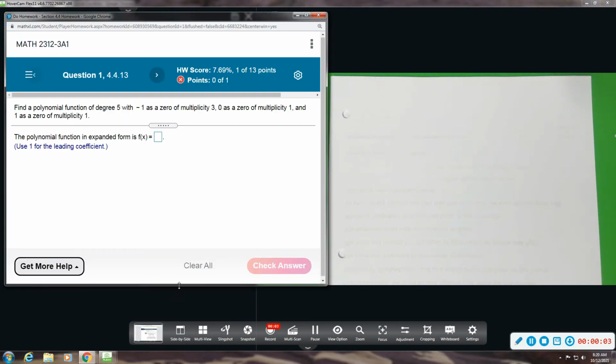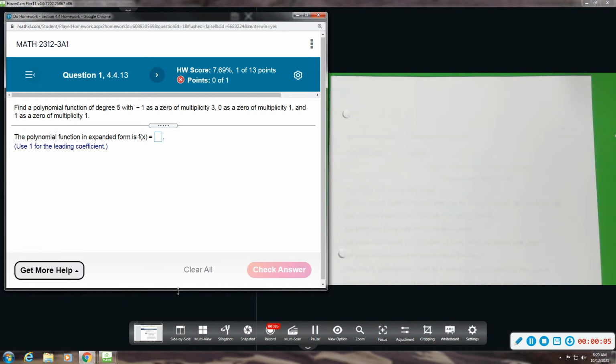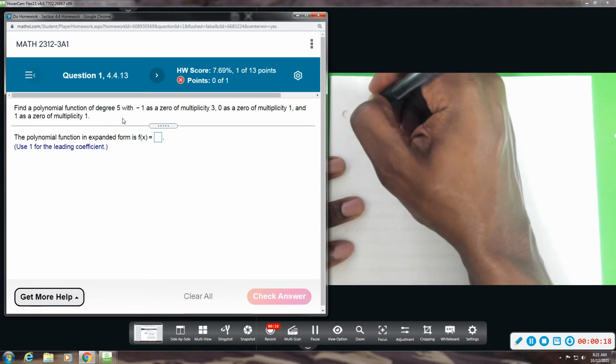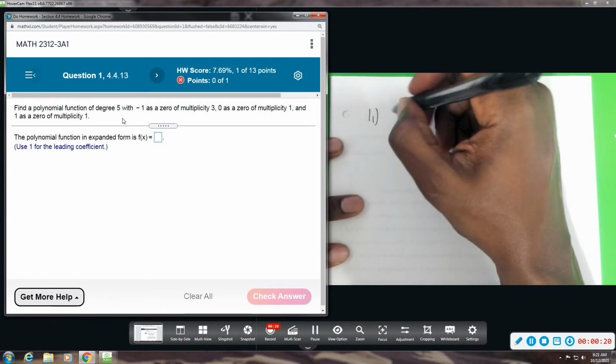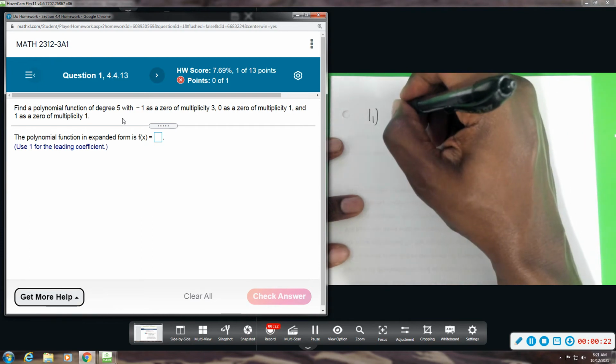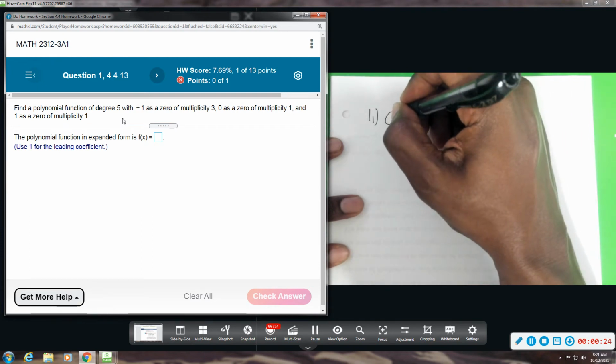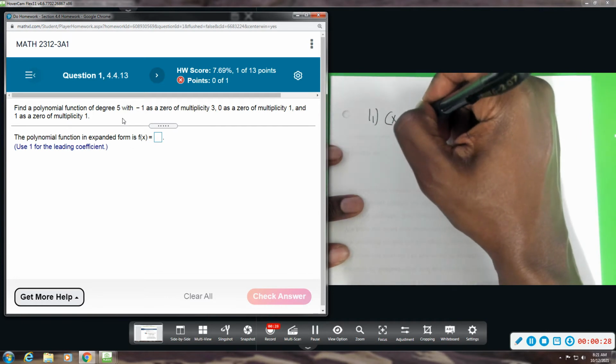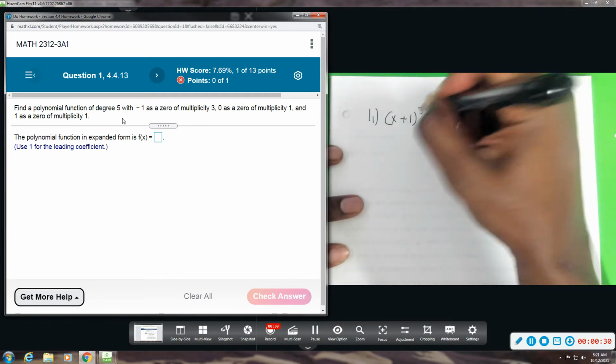All right, so number one, we want to find a polynomial function of degree 5 with -1 as a 0 of multiplicity 3. Okay, so from the overview, remember, whenever they give us a 0, we change the sign. So that's going to be x minus a -1. Minus a negative becomes a positive, so x plus 1. Multiplicity 3 means I'm going to do it to the third power.